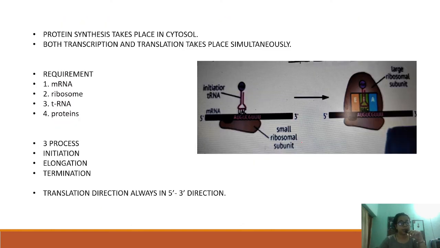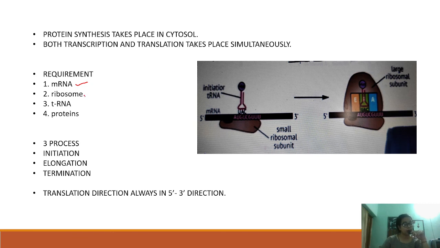Then let's study the process of translation. Before that, you need to understand what things take part in the process of translation. As we discussed in the transcription process, RNA polymerase and a promoter region were required, then the three stages, initiation, elongation and termination. But what are the requirements for the translation process? The first requirement is the mRNA. Obviously mRNA must be there so that protein synthesis can take place.